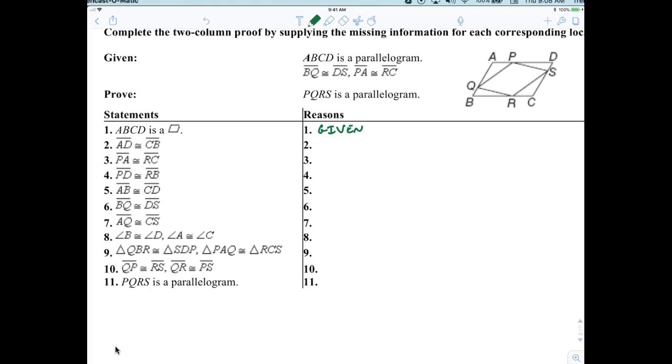You with me? Not definition. I'm not picky, I'm just trying to get the details. So this would be opposite sides are congruent. And then why is PA congruent to RC? That one is given. And then it says that PD is equal to RB.